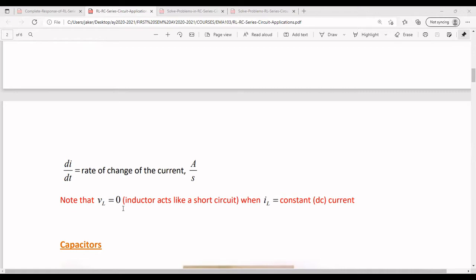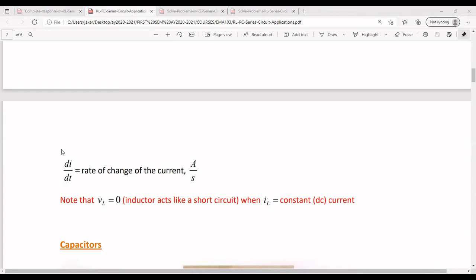So it acts like a short circuit when there is no voltage drop across your inductor, because the current in such a circuit is said to be a DC current. Now, DC currents are said to be constant. And we know that if something is a constant and we differentiate it with respect to another variable, the derivative of a constant is 0.